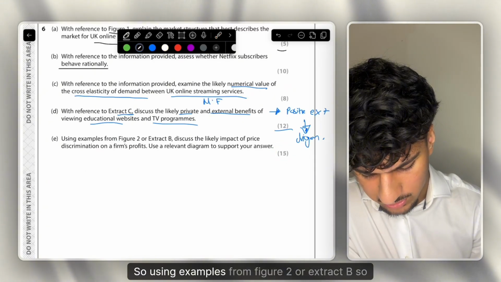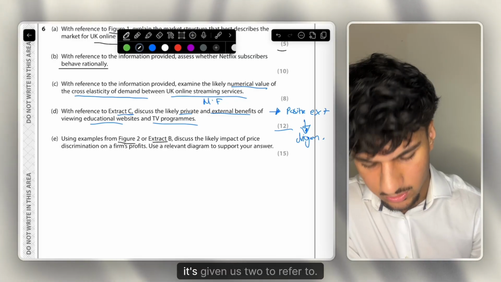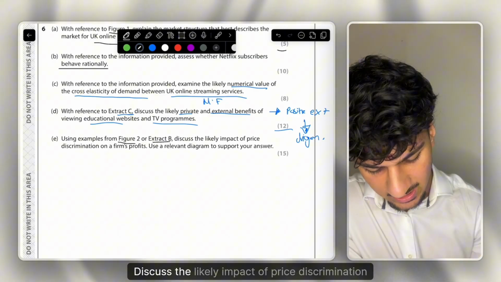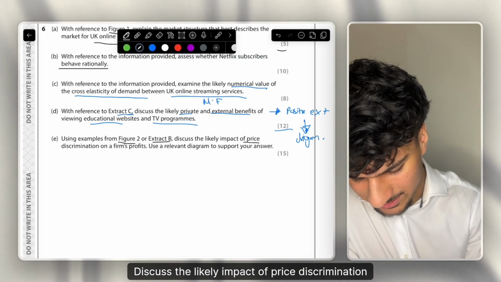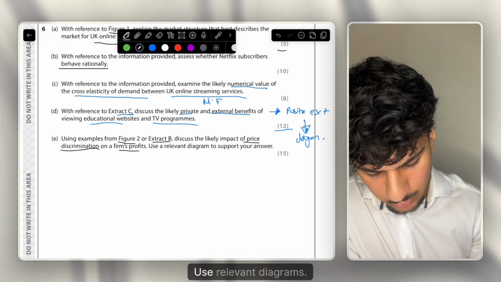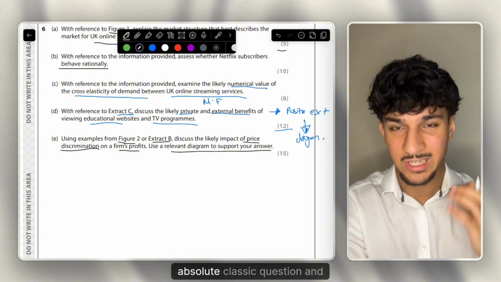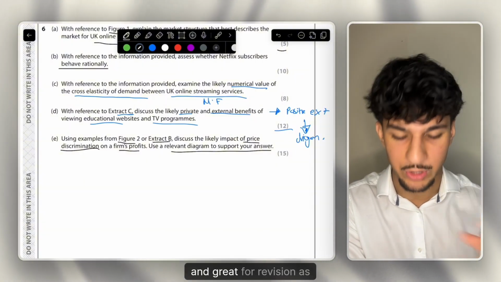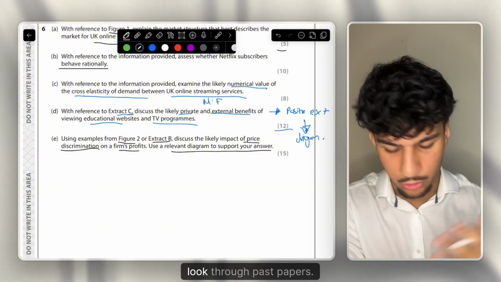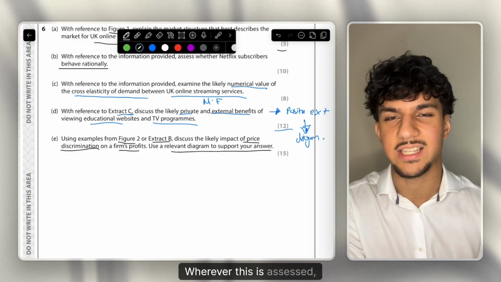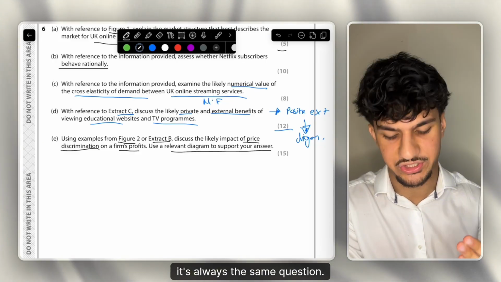Using examples from figure 2 or extract B, so it's given us 2 to refer to, discuss the likely impact of price discrimination on a firm's profits. Use relevant diagrams. Now, the reason why I laughed there is this is an absolute classic question and great for revision. As you look through past papers, wherever this is assessed, it's always the same question.